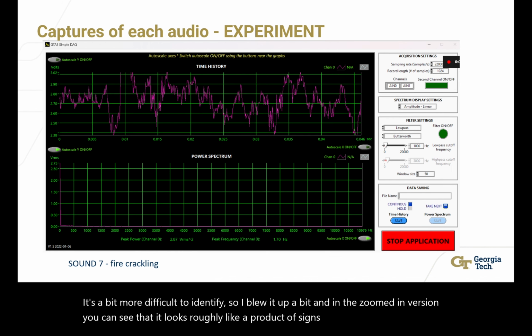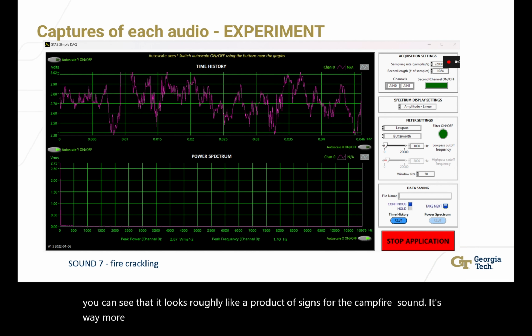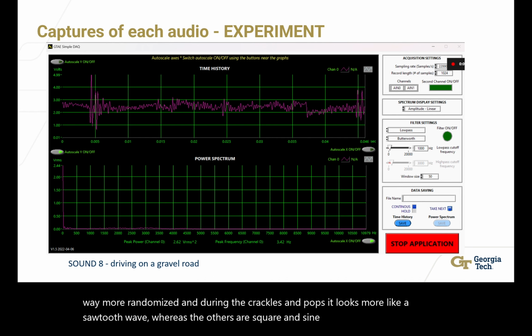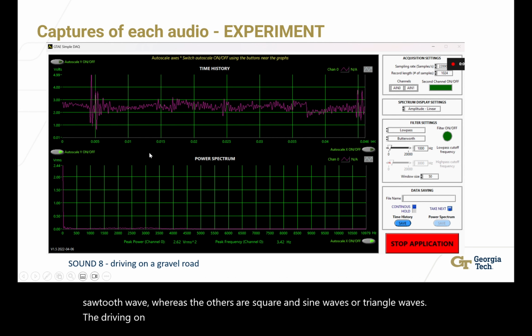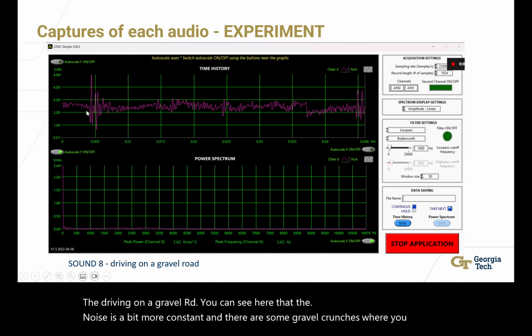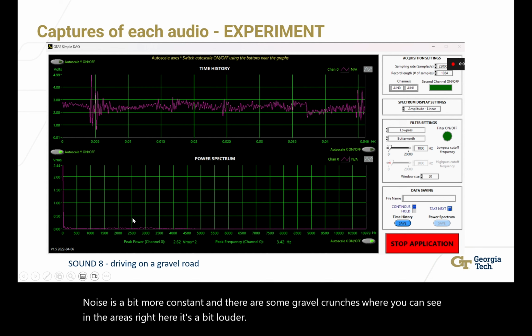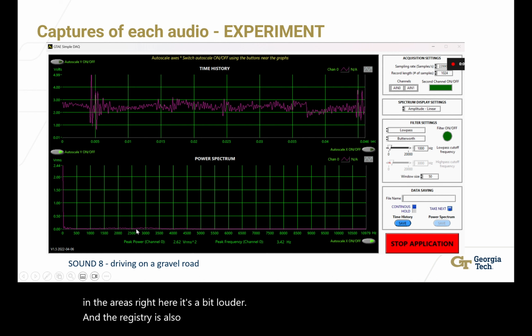For the campfire crackling sound, it's way more randomized, and during the crackles and pops, it looks more like a sawtooth wave, whereas the others are square and sine waves, or triangle waves. For driving on a gravel road, you can see here that the noise is a bit more constant, and there are some gravel crunches where you can see in the areas right here it's a bit louder, and the register is also somewhat similar to white noise.